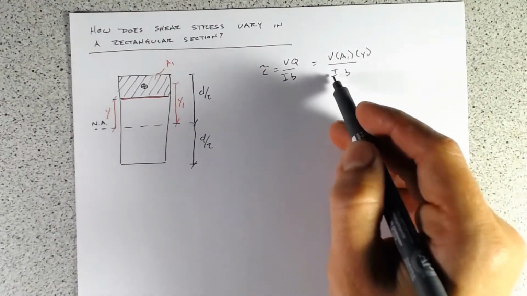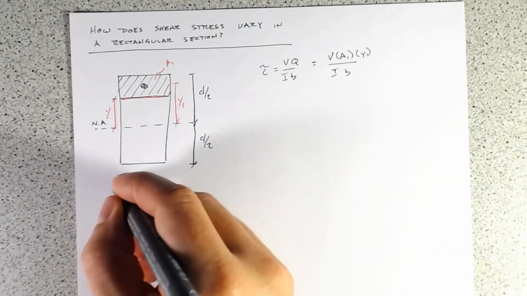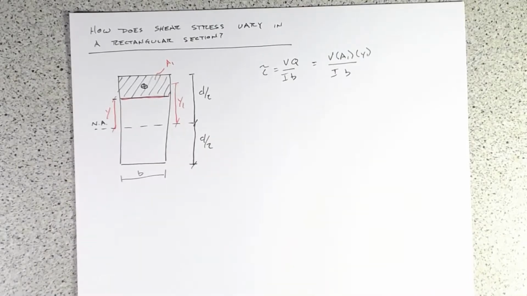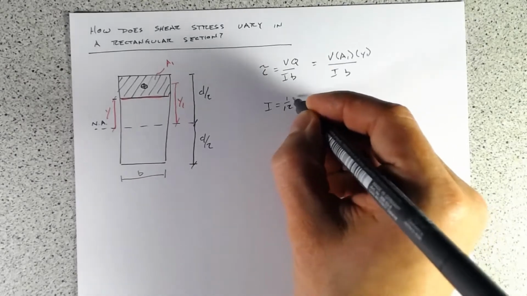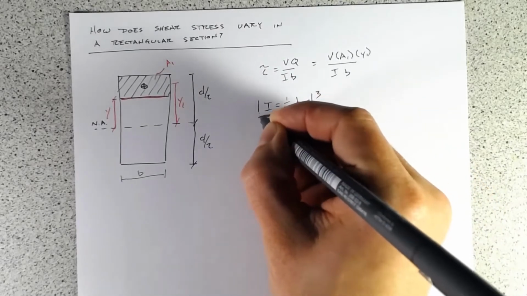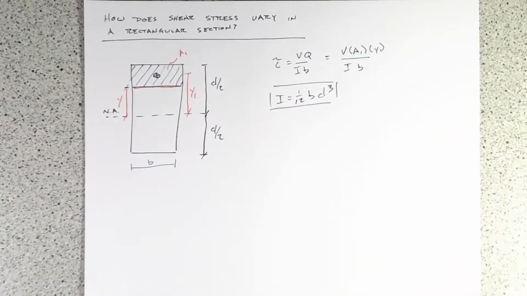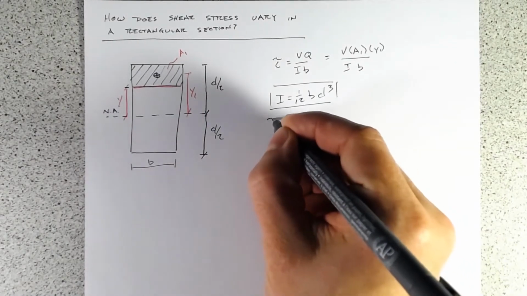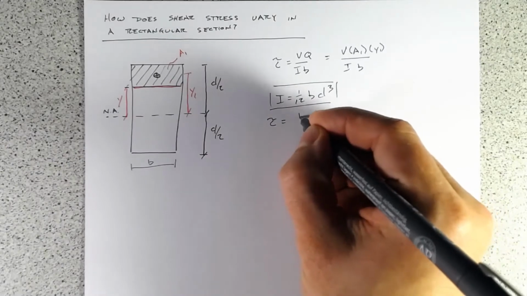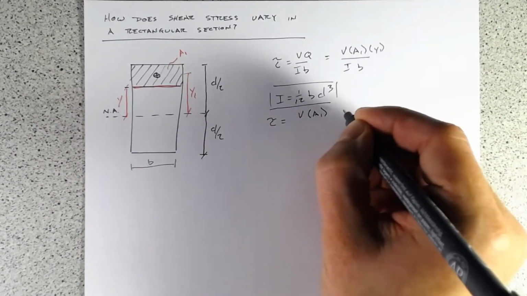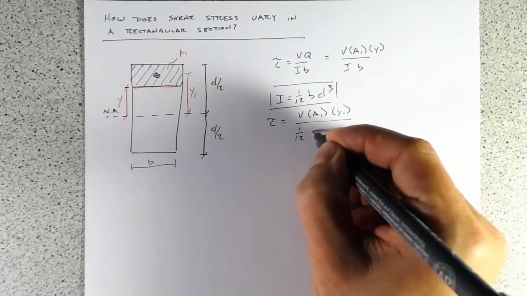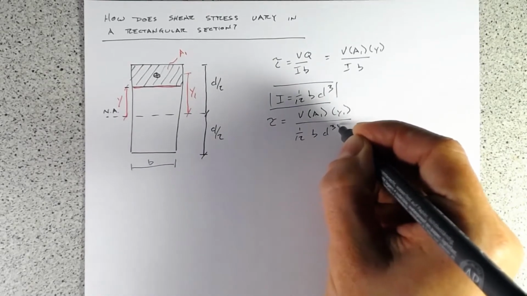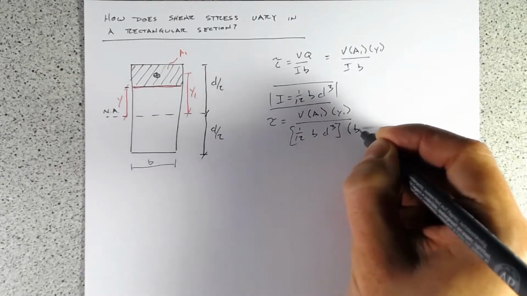So let's do that. The first thing we need to do is find the constant I. Let me put our width B in there. For a rectangular section, I equals 1 over 12 B D cubed. That one's pretty straightforward; I'm sure many of you have that etched into your memory. So our shear stress, if we plug that in, we get V times A1 times Y1 over 1 over 12 B D cubed, that's I, times B.